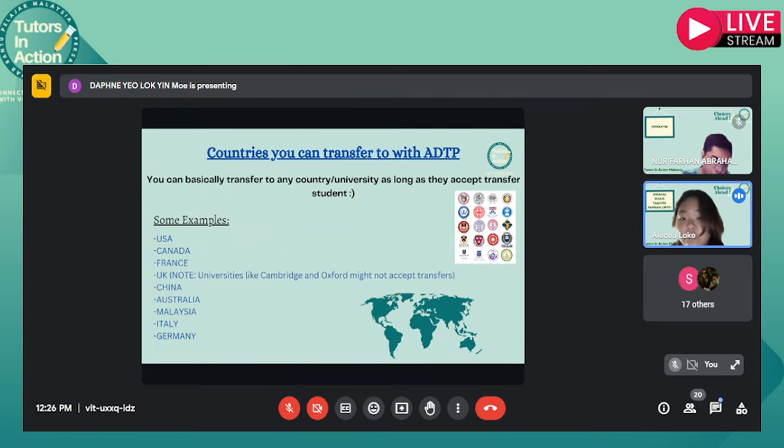In Sunway, you can also do 2 years in ADTP and then 2 years in Sunway School of Arts or whatsoever, because ADTP is not a foundation program. And Italy and Germany, countries like that.